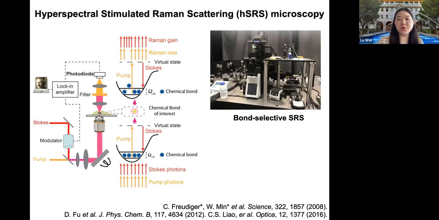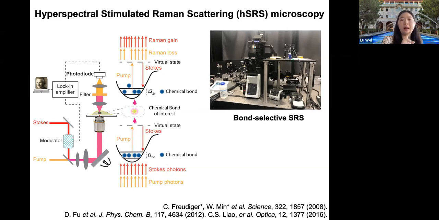Okay, so in addition to performing mapping of chemical bonds inside live biological systems, we can also retrieve the rich chemical information through hyperspectral SRS microscopy. So in that way, you are essentially generating a chemical spectrum at each pixel and throughout the whole image. There are a couple of ways you can do it, but the two typical ways are, you can use a picosecond laser, which matches with the narrow Raman line width through the spectral resolution, and we call it bond selective SRS, because in this way, once the wavelengths of the pump and Stokes beams are determined, you are targeting a known Raman peak for a known chemical bond of interest.